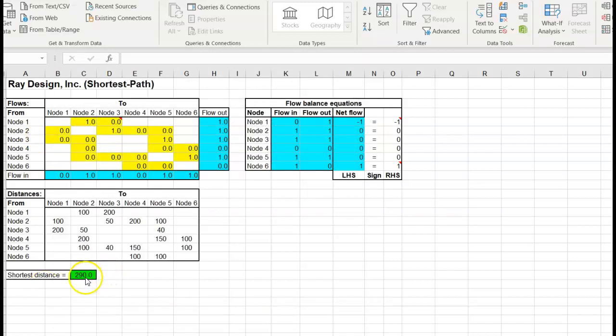And when I click solve, the solution is 290. That's the shortest distance that you can travel by selecting roads from node 1 to 2, then from node 2 to go to node 3, from node 3 to go to node 5, and then eventually from node 5 to go to node 6. And that's going to be the shortest distance that you can cover in order to travel from node 1 to node 6.